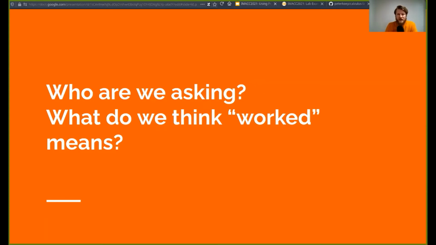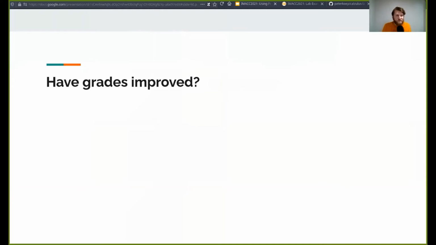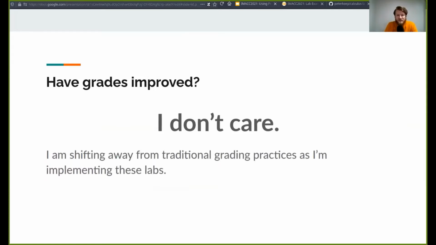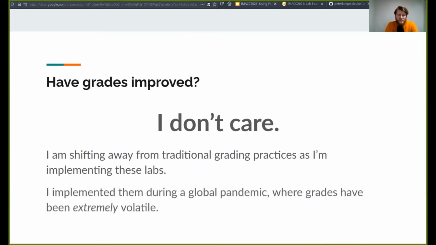So I have a couple of options for what we think worked might mean. Have grades improved? If grades have improved, maybe we can check the box and say, yes, labs have worked. And my answer to that is I kind of don't really care, for a lot of reasons. Partly I'm shifting away from traditional grading practices anyways as I'm implementing these labs, but also I started them during a global pandemic where grades were super volatile. They were all over the place. And so I don't really care so much to compare to a baseline there. And I think I'm still in a little bit of emergency mode with my grading stuff.